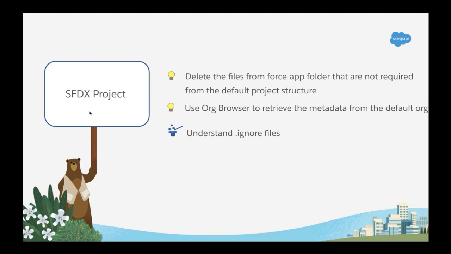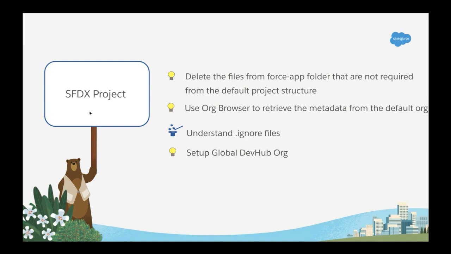When you add a particular file type in these files, for instance, you don't want to commit one of the files, then you can put that in the .gitignore file. Similarly, you can name one of the files in your .forceignore which should not be pushed to your org. You can use these files to ignore the files which should not be handled.